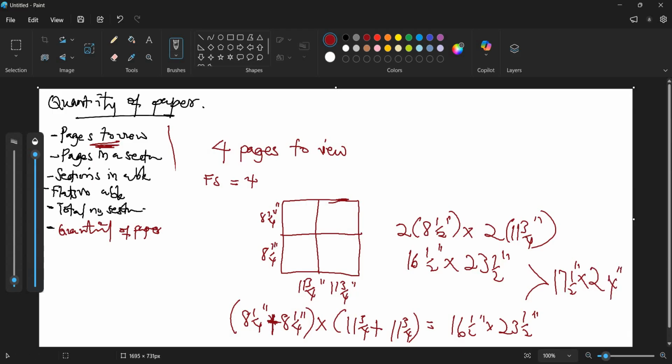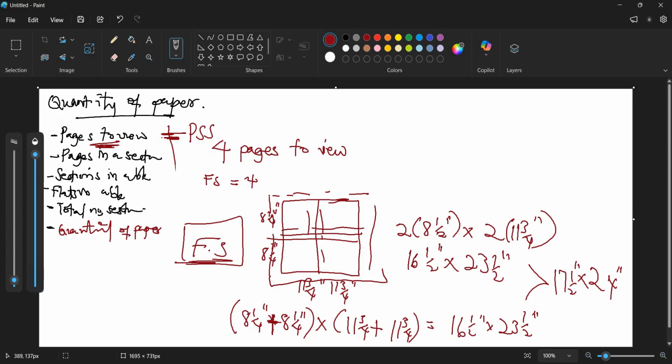Alright, so this is how you solve for your PSS. So when you are done solving for your PSS, that means your PSS in a way is equal to your pages to view. Do you get it? Okay, so it's just this, and then you've added some margins to it just to increase the size, so that when you trim it, you get the finished size.